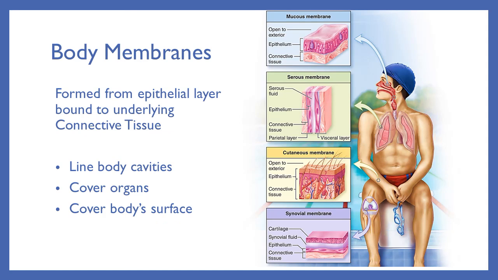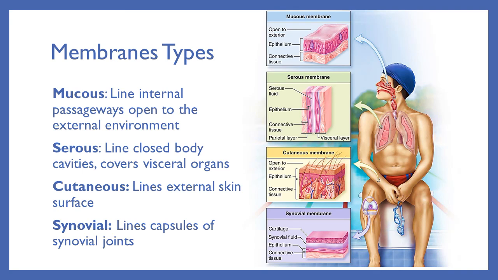The last part of this chapter is going to be a couple of slides over body membranes. Body membranes are formed from the epithelial layer bound to the underlying connective tissue. So we look at these together. These membranes line body cavities, cover your organs, and cover the body's surface. The mucous membranes line internal passageways open to the external environment. Your oral cavity, your airway passages coming through your nose, reproductive, all of that's going to be a mucous membrane.